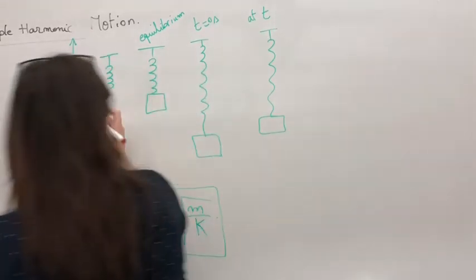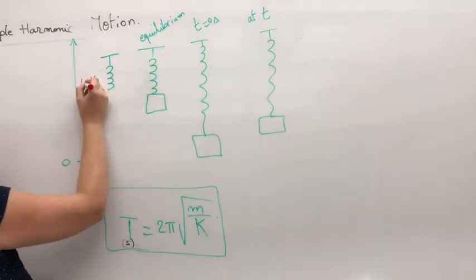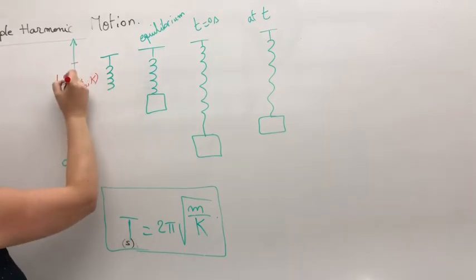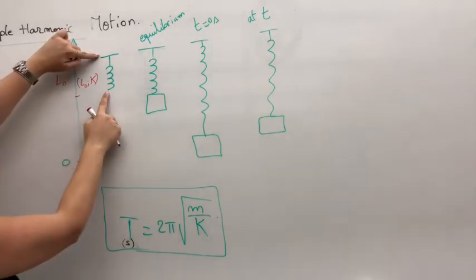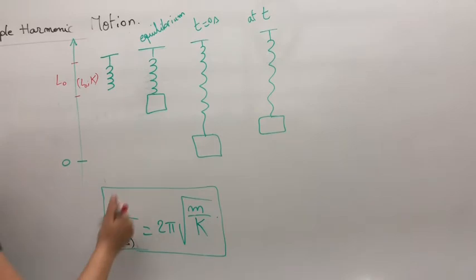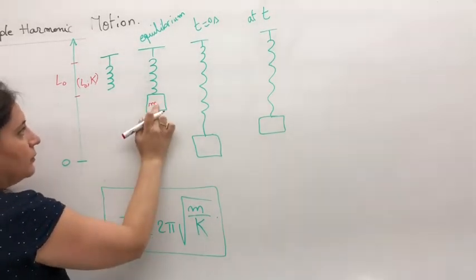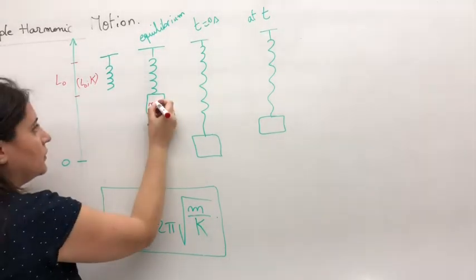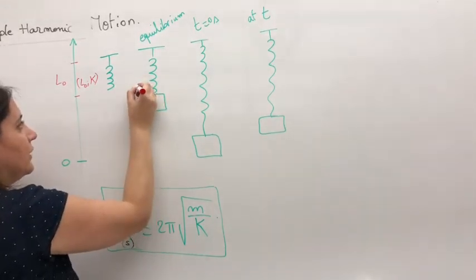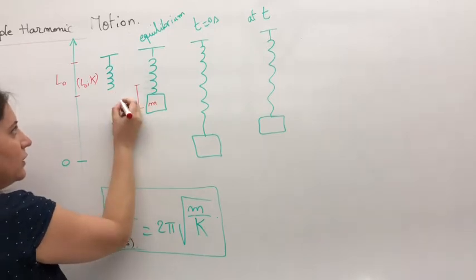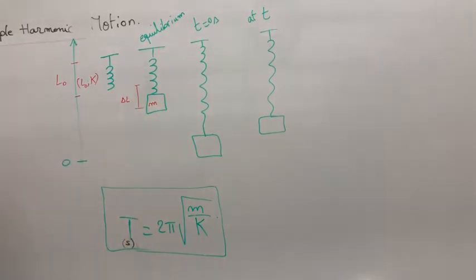The spring of stiffness K and length L0. So from here to here is L0, the length of the spring. And then we put a certain mass M and we release it. It will have a certain delta L from the length L0 to the new length. The difference between them is delta L.